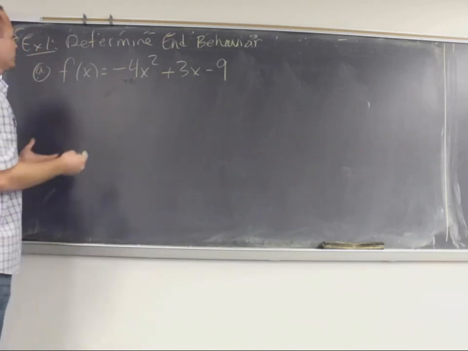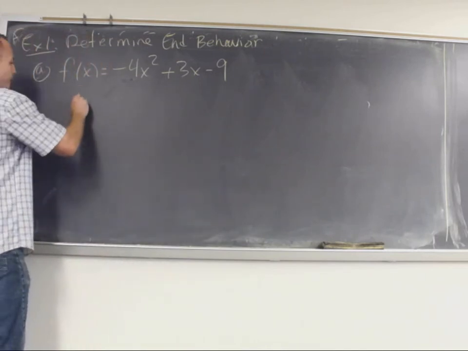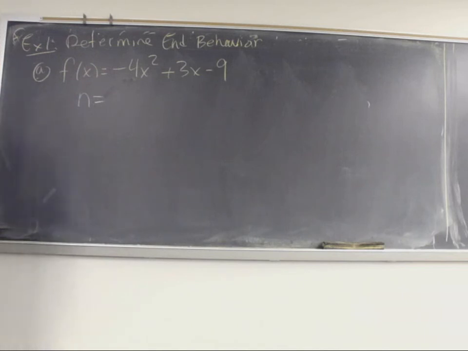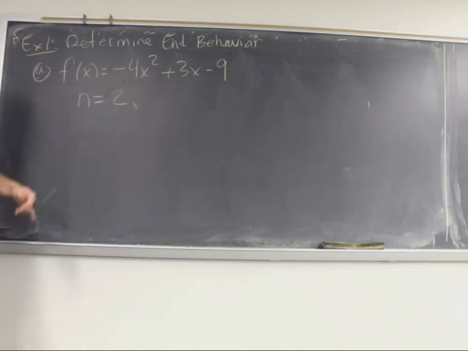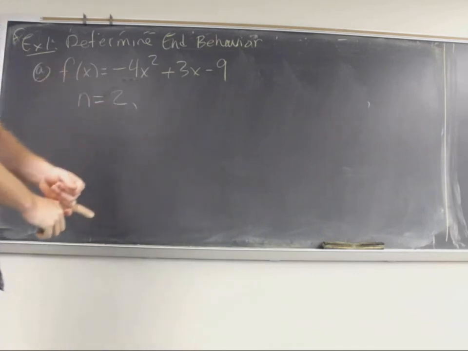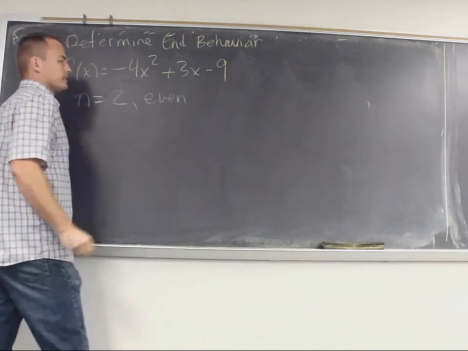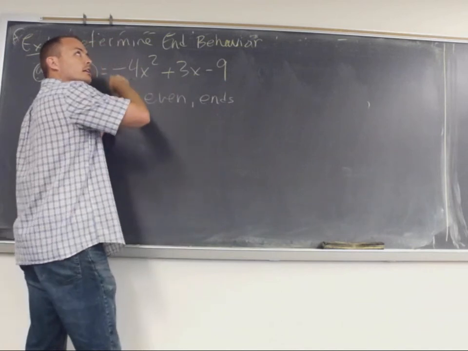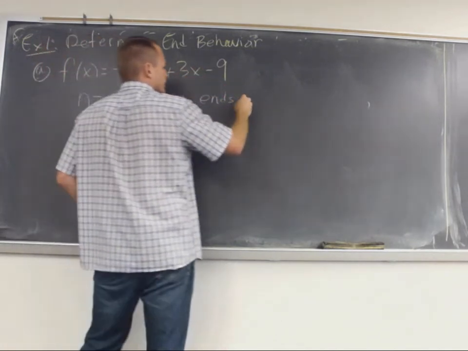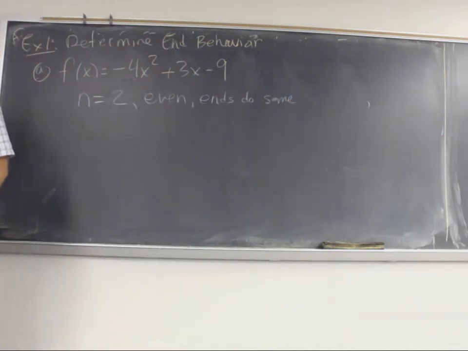And so let's look at end behavior now and do it that way. So for end behavior, I need to know my n, which is the degree. The degree here is the highest exponent, which is 2. So remember, and now let's write, is 2 even or odd? 2 is even. So that means the ends do what? Remember, odd is the opposite. So that means even, they do the same. Ends do the same. Not proper English, but ends do the same.